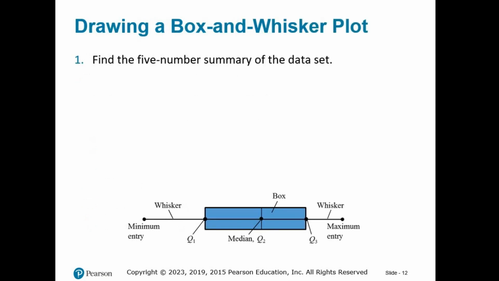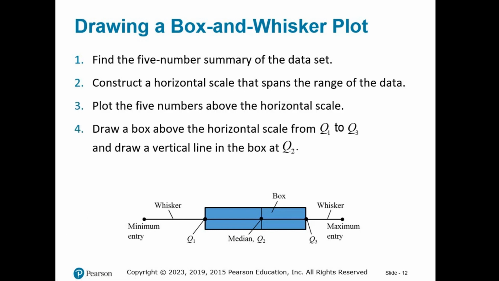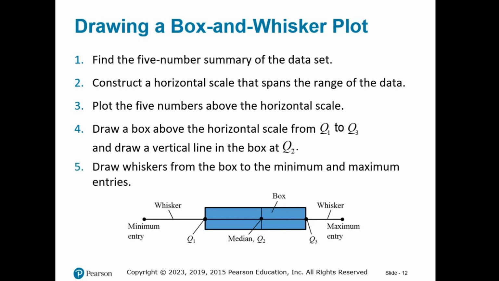Here's how it's done. Once you have the 5-number summary, construct a horizontal scale that spans the range of the data with a little extra at the end. Plot the 5 numbers above the horizontal scale. Then draw a box above the horizontal scale from Q1 to Q3, and draw a vertical line in the box at Q2, or the median. Draw whiskers from the box to the minimum and maximum entries, extending the line so it follows the entire range of the data entries. Let's draw a box and whisker plot for the data in the previous example.